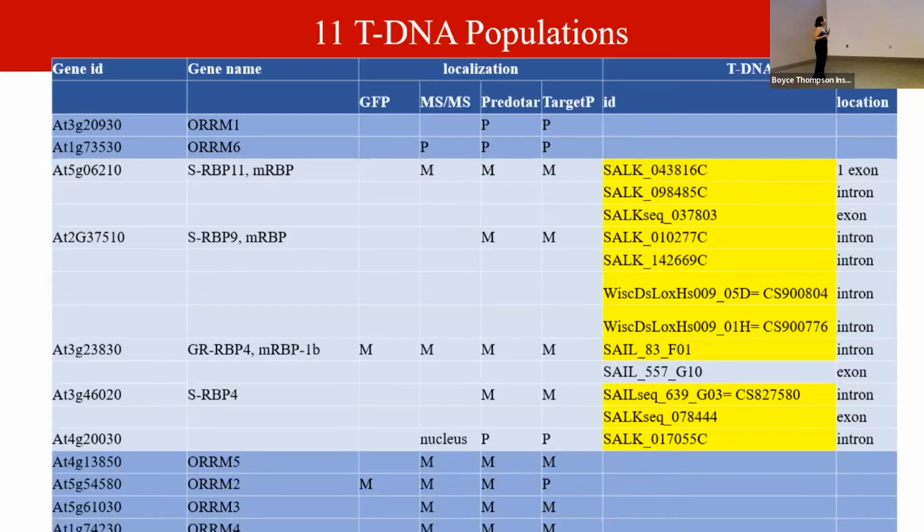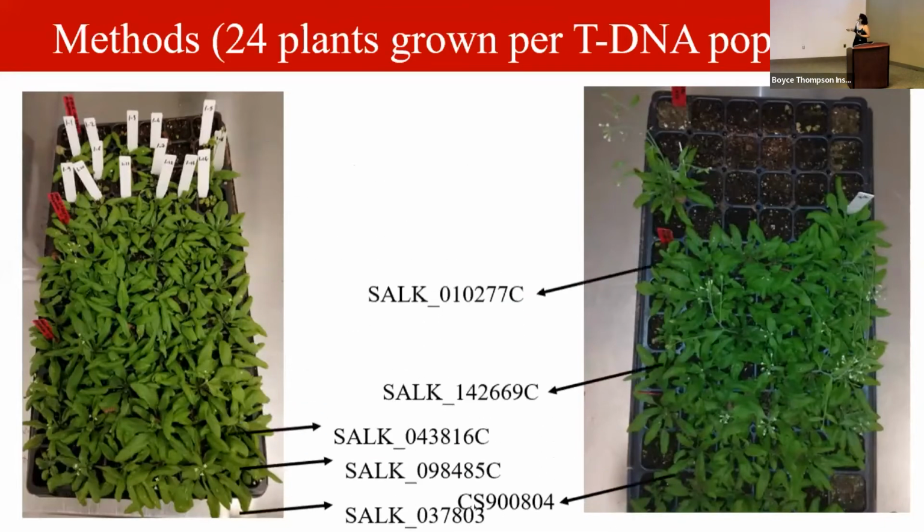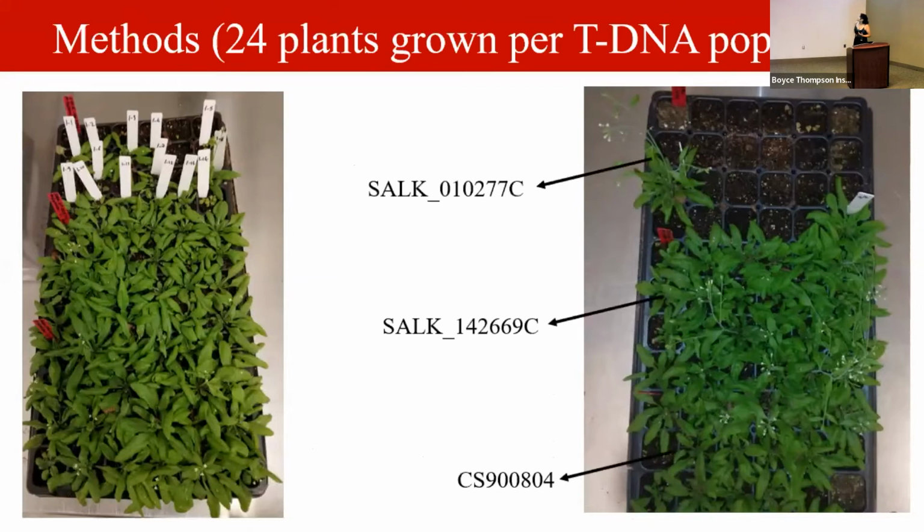Once more, the first group ends with a C. The tDNA population names end with a C when they're supposed to be homozygous populations. However, predicted annotations can be wrong, so this calls for the need to genotype and sequence these plants. For each tDNA population, 24 plants were grown in chambers. Six out of the 11 groups are pictured here, and they were about 1 month old when this picture was taken.